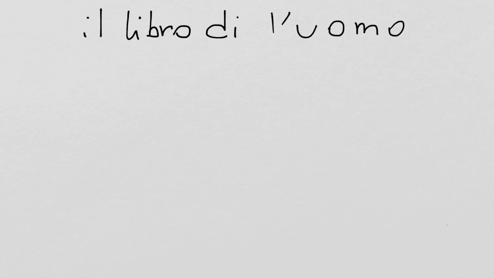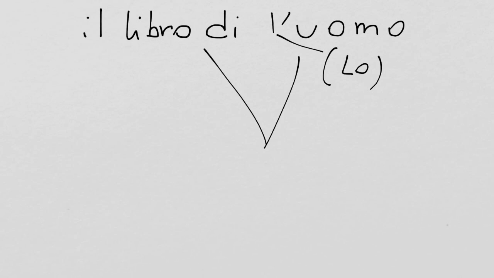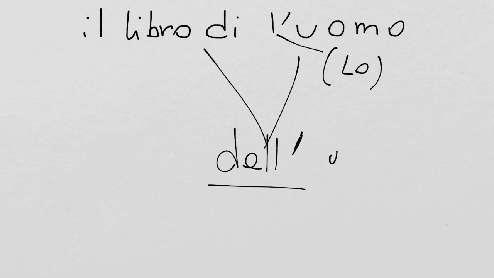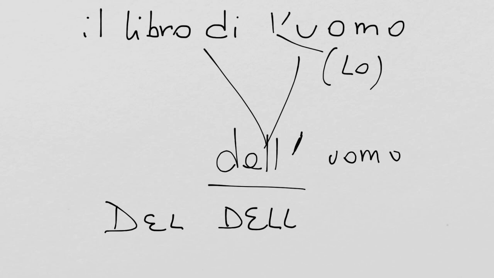Now let's look at the case of the article followed by a word that begins with a vowel, when we have to use the apostrophe. So il libro di l'uomo. L'apostrophe of course derives from lo, is a contraction, and di followed by l' apostrophe becomes dell' with the double L.